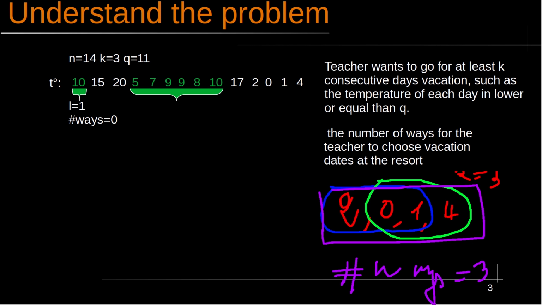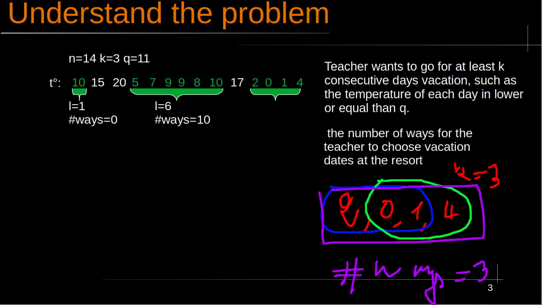For 15, no, 20, no. So we have this sequence here, 5, 7, 9, 9, 8, 10 degrees for all these days. We have 6 days here. So how many ways can he go for at least 3 days in this sequence of 6 days? He has 10 ways to choose his vacation.